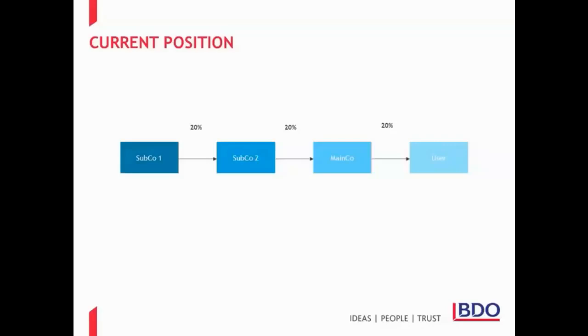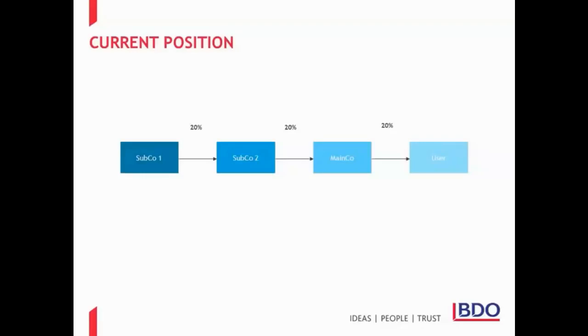HMRC understand that entities with low levels of VAT to reclaim, input tax, and high levels of VAT to pay, output tax, may charge VAT on sales and then fail to account for that VAT to HMRC and instead abscond with it. To put this into the context of our example, HMRC believe that subcontractor 1 could charge VAT to subcontractor 2, but instead of accounting for the VAT to HMRC, it would then retain it before disappearing as what HMRC referred to as a missing trader.